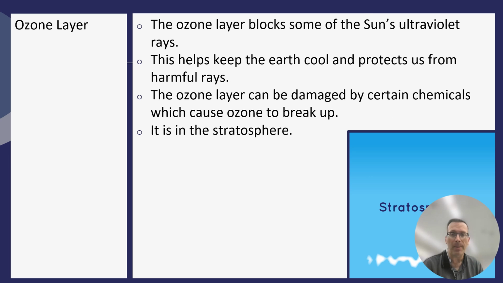Here's a slide about the ozone layer. We have to remember the ozone layer is in the stratosphere, and it blocks the ultraviolet rays, and it keeps the Earth cool. Those are the two main functions of the ozone layer. It blocks the rays and keeps us cool. The ozone layer, you may have heard this on the news, can be damaged by certain chemicals which cause the ozone to break up. That could be very harmful for life on Earth. Remember once again the last sentence there, that the ozone layer is in the stratosphere.